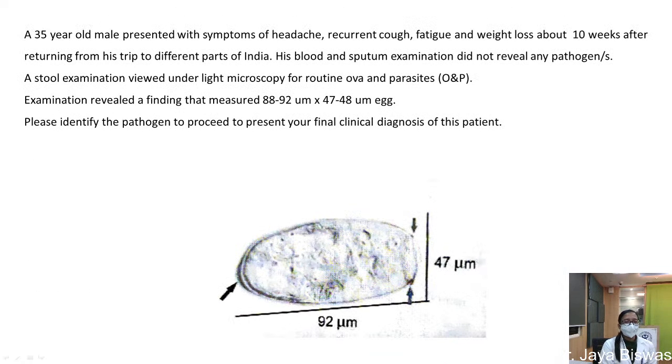So here they have found an egg which is oval in shape, unembryonated. The size of this egg is 47 by 92 micrometer, and this egg is operculated, and the abopercular portion of the eggshell is thick.